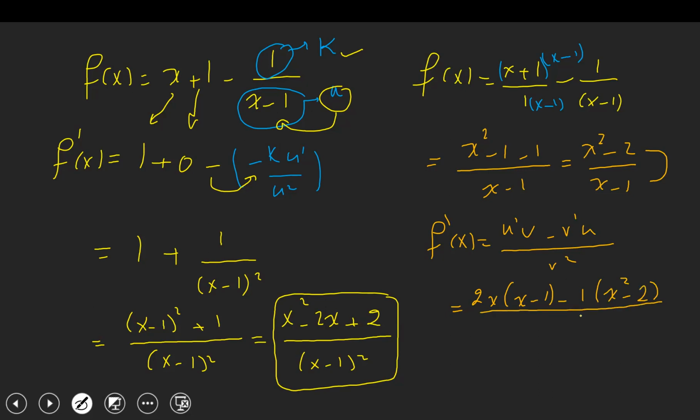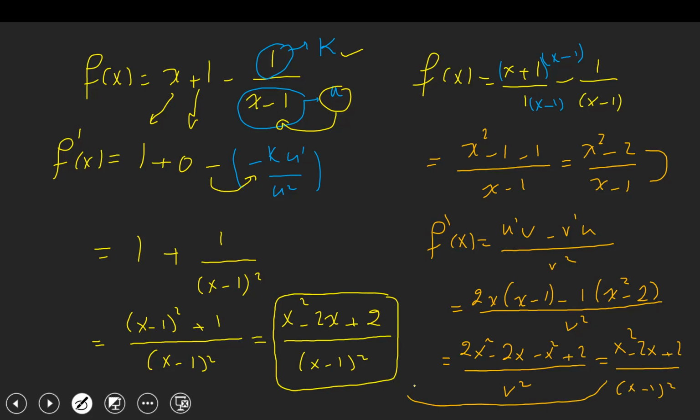over v squared. Now let's expand the numerator. We get 2x squared minus 2x minus x squared plus 2 over v squared. Simplifying 2x squared minus x squared, we get x squared minus 2x plus 2 over v squared, which is x minus 1 squared. If you look at this answer, it is the same as the first method. So this is the derivative.